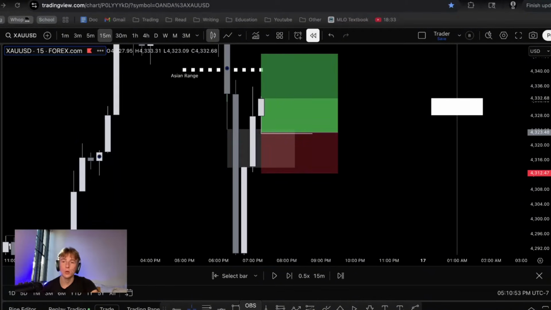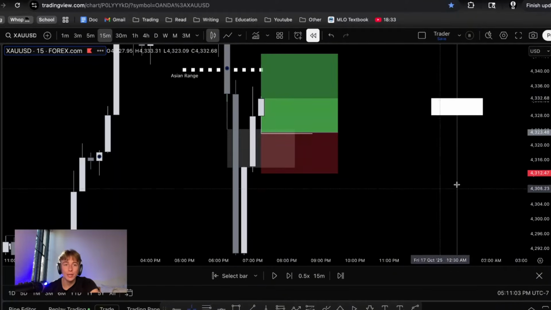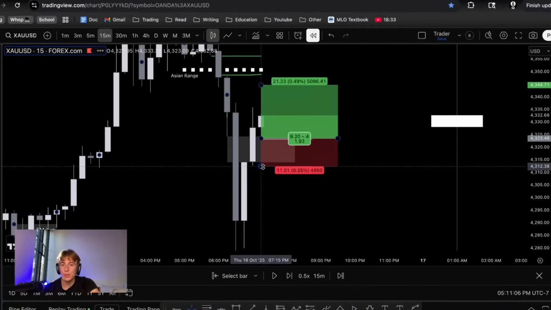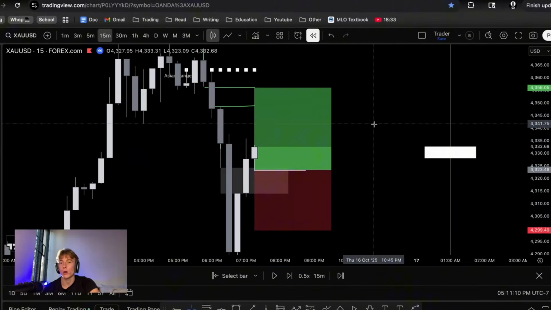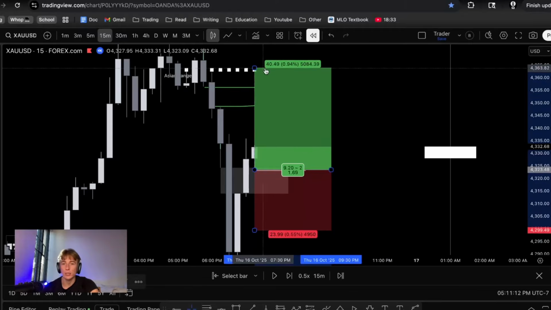Now, oftentimes we don't actually get a new fair value gap, and instead price would then expand from the regular gap, or we wouldn't get a gap. So if we wouldn't get a gap inside of an IFVG, then sometimes I'd give the stop loss some room and just make sure that my RR is still good enough to actually take the trade.